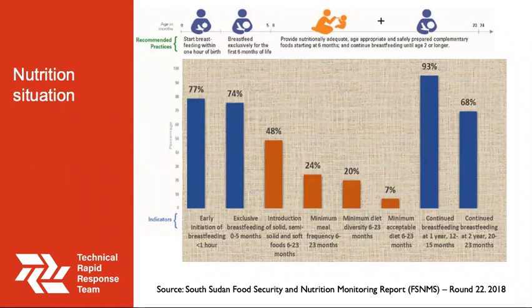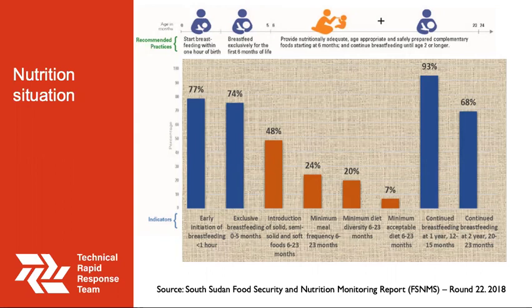Then we have issues with complementary feeding. Up to now, we still have a lot of issues with complementary feeding because of displacement. Communities cannot have access to the foods that they want. Most of the population are living in IDP camps, and they are getting the dry ration provided by WFP. So they don't have access to poultry, meat or fish, and they also don't have access to green vegetables and fruits. That's why you can see we are not doing well in complementary feeding.